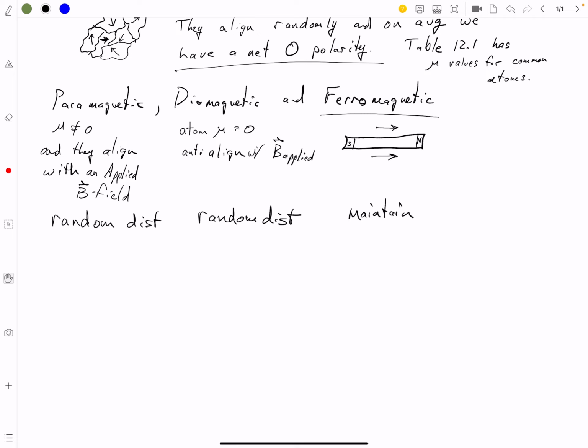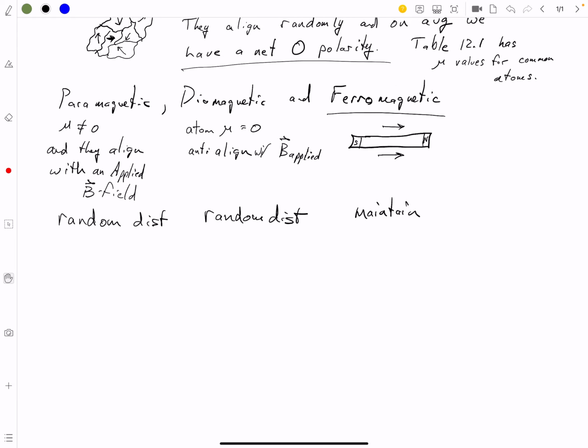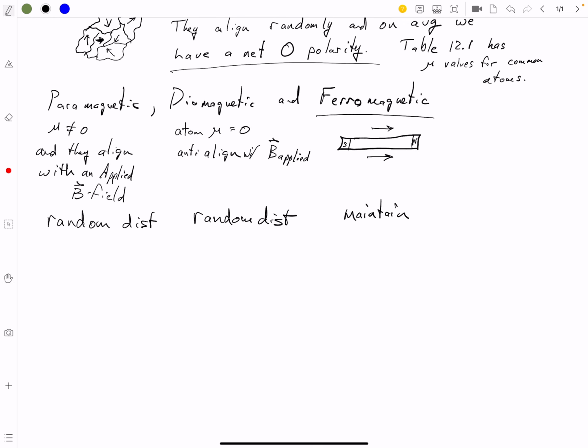They mention thermal, but we don't deal with it. Okay, so that's what we need to know for all of paramagnetic, diamagnetic, and ferromagnetic, and electric screening. Okay, so we learned a little bit about electric screening there as well.